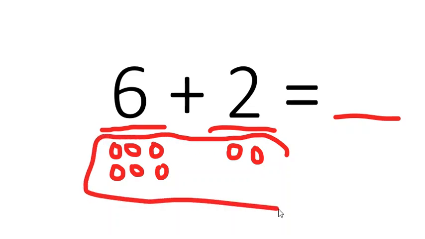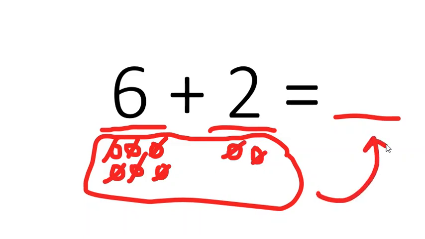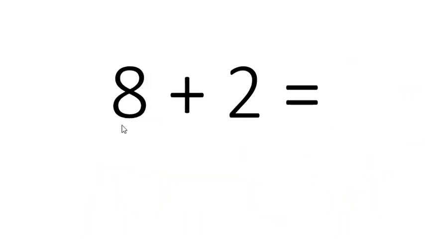I have to add all the circles that I just made. So I have 1, 2, 3, 4, 5, 6, 7, 8. So my answer again is 8. And this is how you write number 8. 6 plus 2 equals 8. Let's go to the next problem. And this problem is 8 plus 2 equals what?